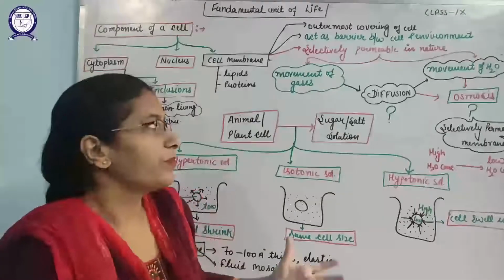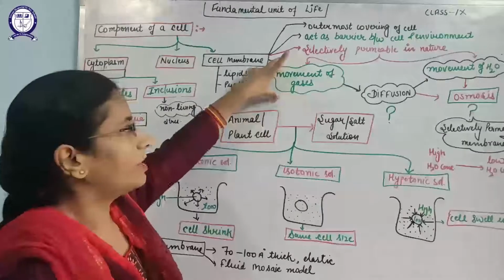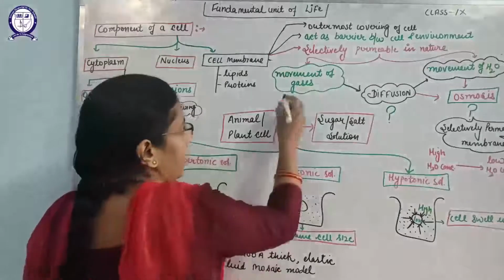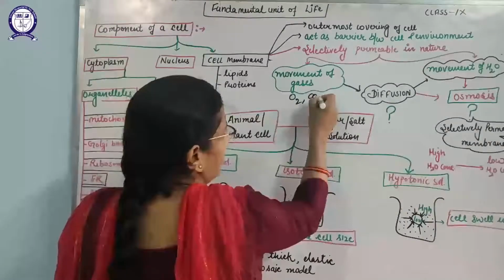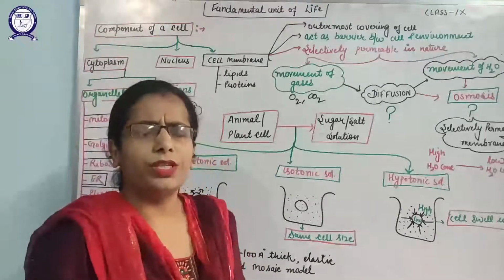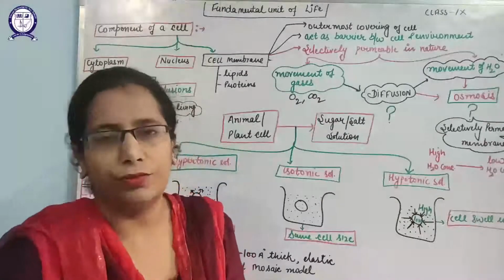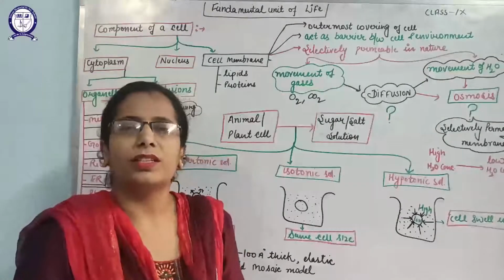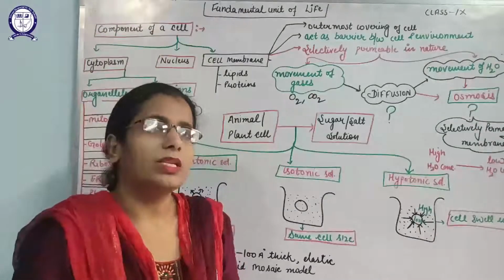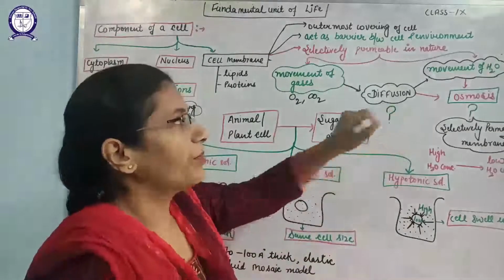On what basis? There are two types of substances that can cross the cell membrane. One is the movement of gases like oxygen and CO2. As you know, the transfer of gases takes place with the help of a process known as diffusion. Then what is the diffusion process? It is a spontaneous process in which ions and molecules transfer from high concentration to low concentration, known as diffusion.